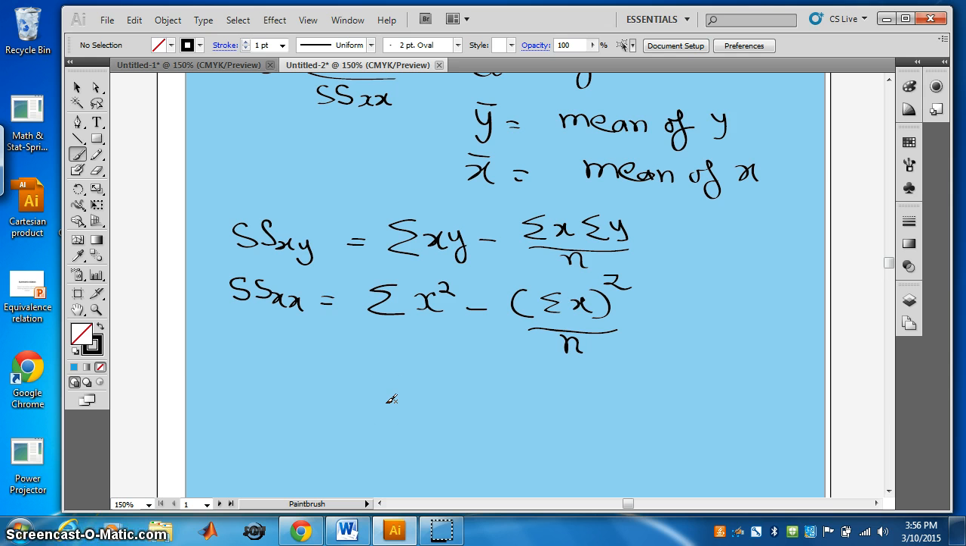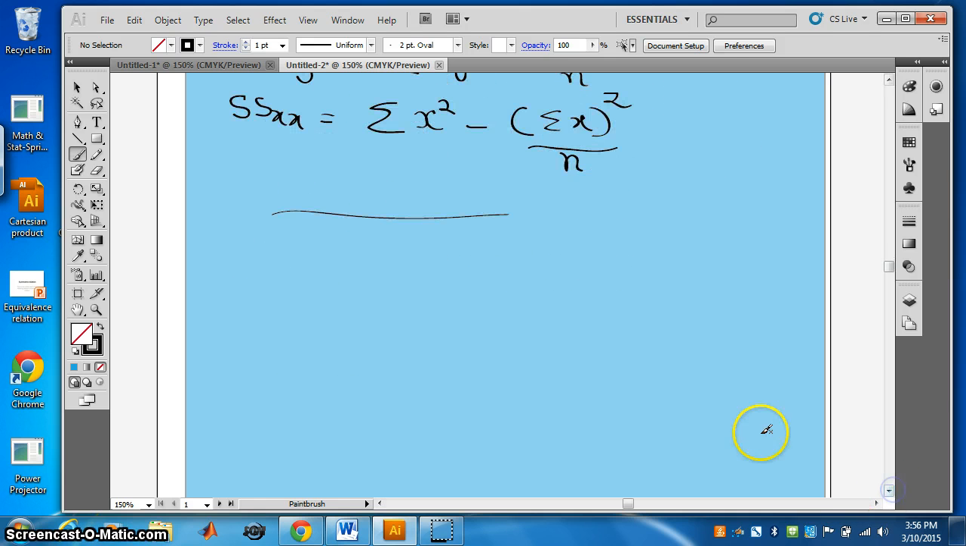Now we'll try one question. X and y values are given. We'll find out the regression equation. So let's draw a table. X and y values are given to us, so we'll take some numbers for x and y. We need some more columns, so I'll just extend it.